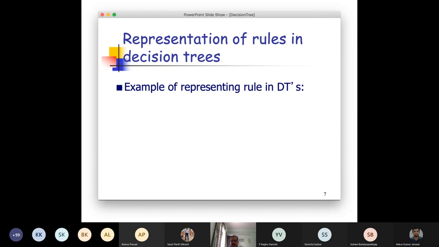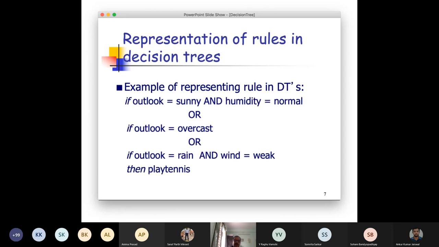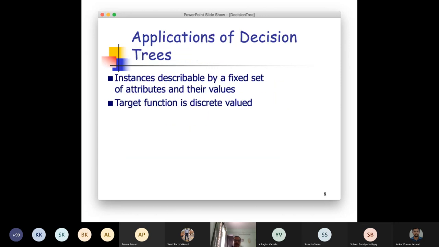The other way of understanding a decision tree is that each path of the decision tree gives you a rule. So you can consider each path, and then that conjunction can be expressed as a rule, and you can make a composite rule like this.